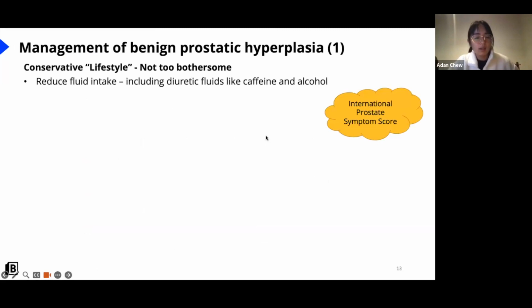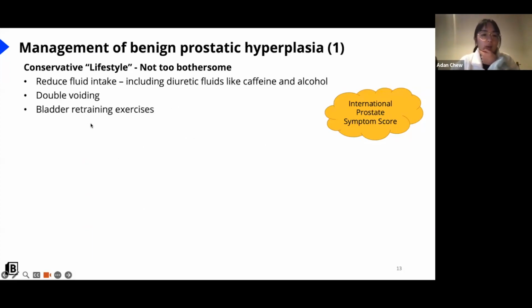There are three pillars we usually talk about when managing different conditions: mainly conservative, medical, and surgical management. Conservative management, you would start with this because it has no side effects, and it causes minimal disruption to the patient's physiology.